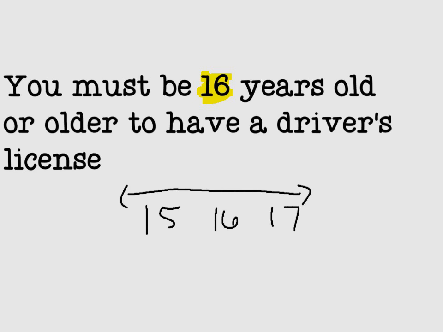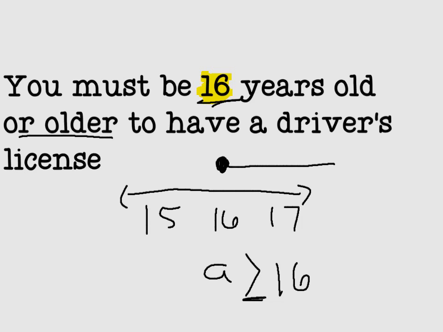Now it says you must be 16 years or older. So I know that I'm dealing with age, so I would say A for age. A needs to be greater than 16, because I have to be older than 16, or I can be 16. So that means 16 is included. So I want to say that my age, A, has to be greater than or equal to 16. So I can include 16 and draw my arrow to the right. So any age over 16, so 16.1 years or 16 years and 1 month, I can have a driver's license.